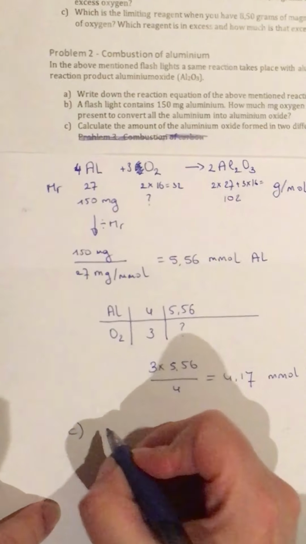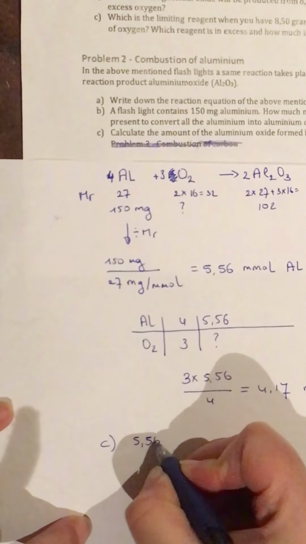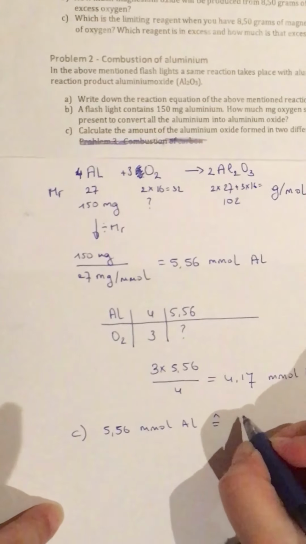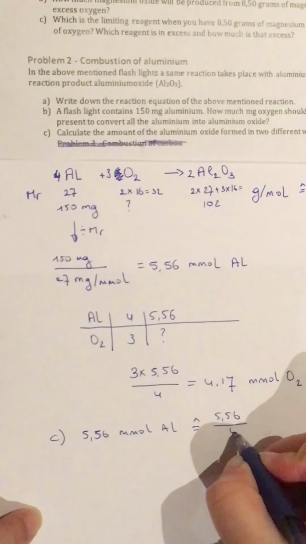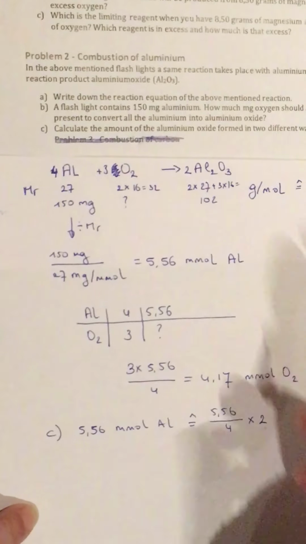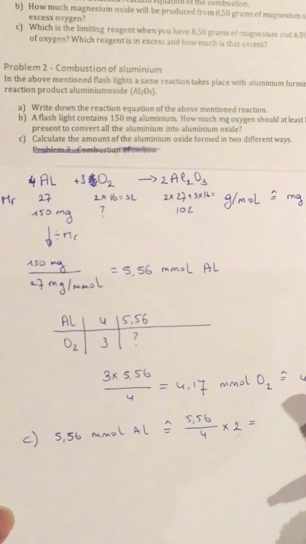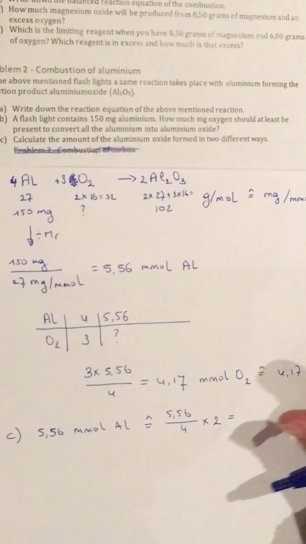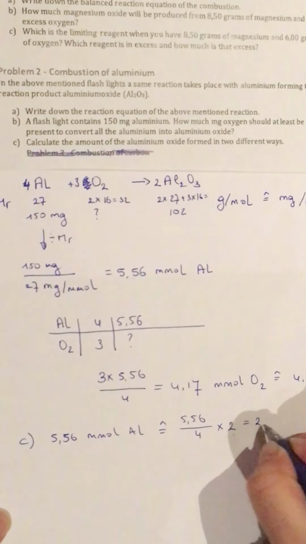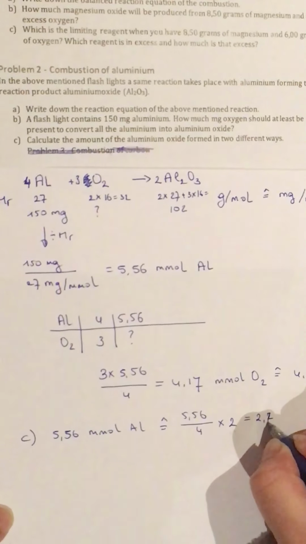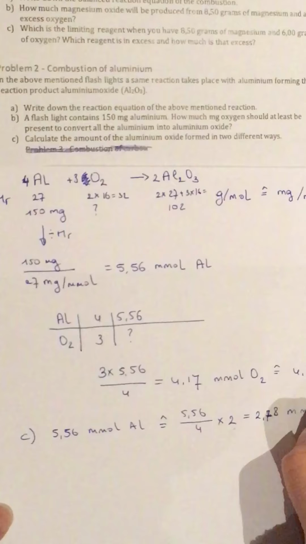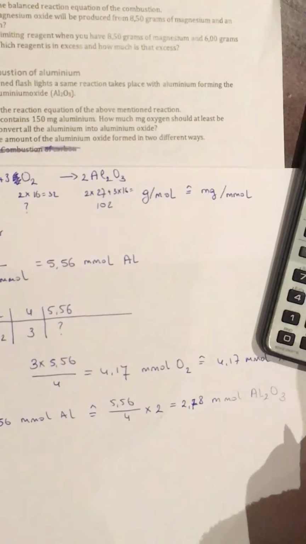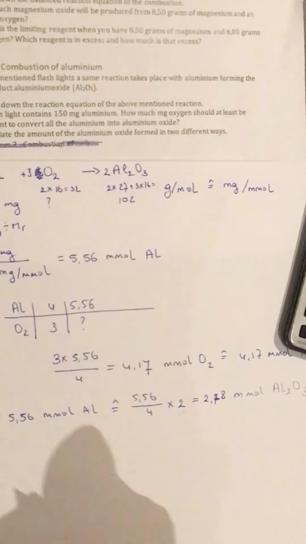So then we'll find that the 5.56 millimoles of aluminium, we need to divide that by 4, multiply that by 2, mole ratio, and we find divided by 4 times 2 equals 2.78 millimole of aluminium oxide. Now my pen stops working, so in pencil we continue.